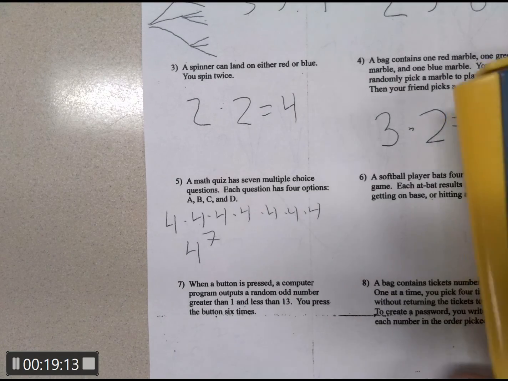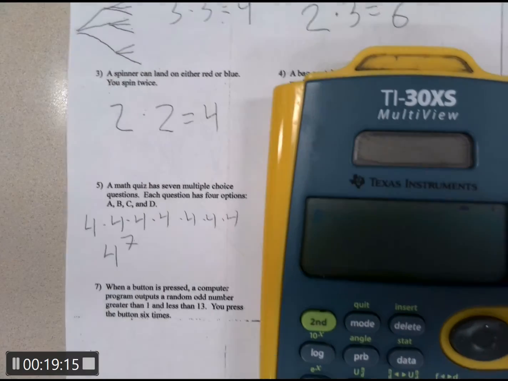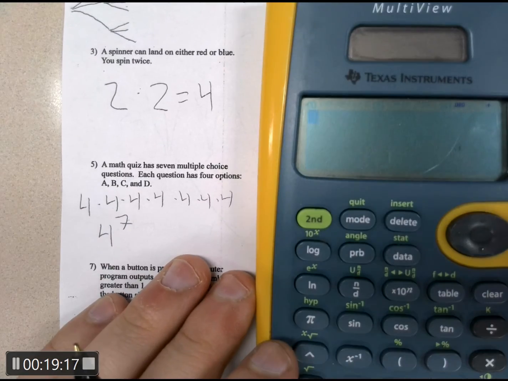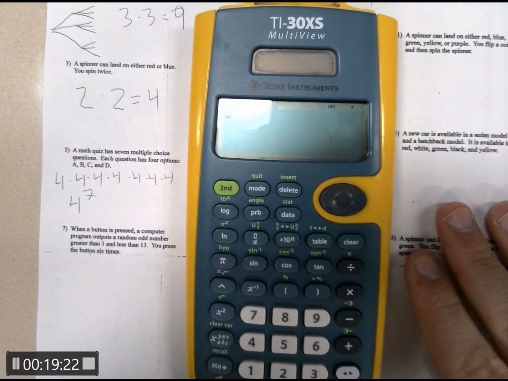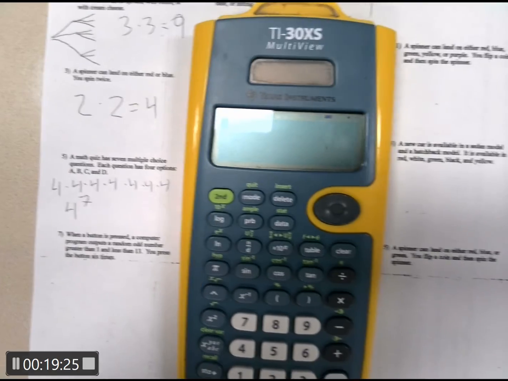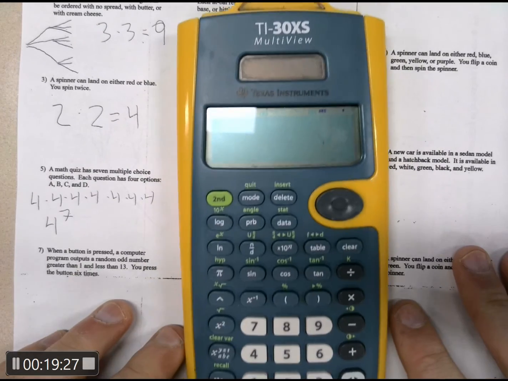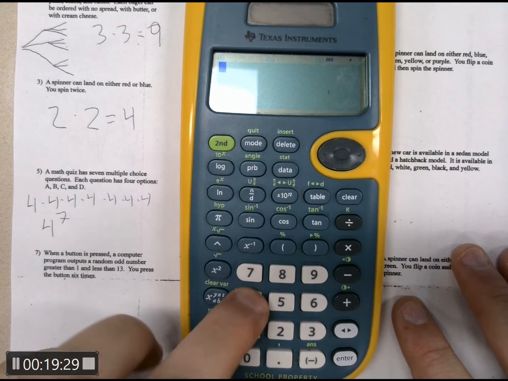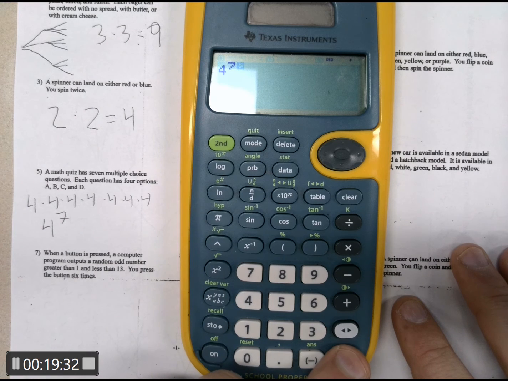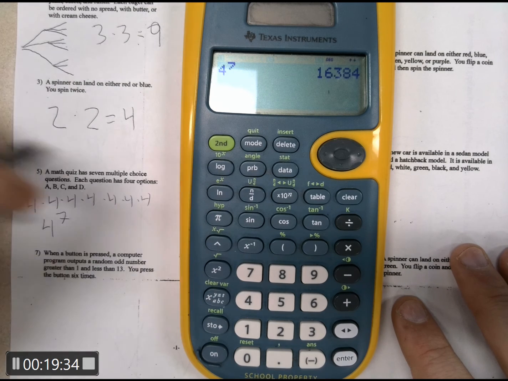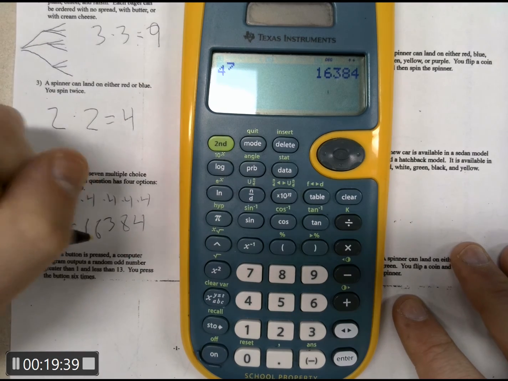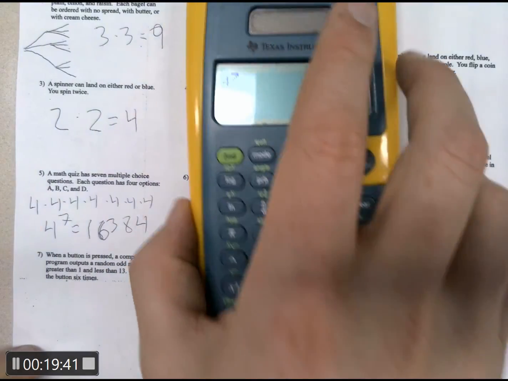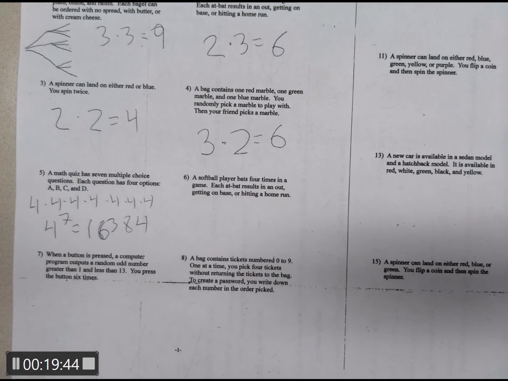So that can be rewritten as 4 to the 7th. Instead of having to type in my calculator 4 times 4 times 4 times 4 times 4, I'm just going to say 4 to the 7th. Enter. 16,384. So yeah, that's how we do it whenever it is multiple things over and over again.